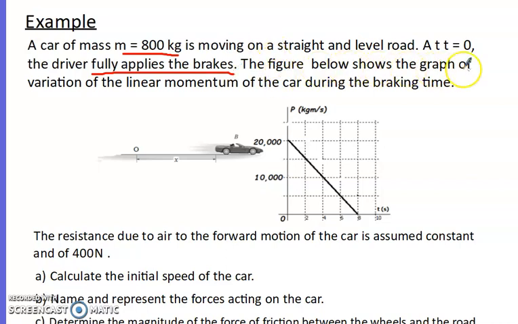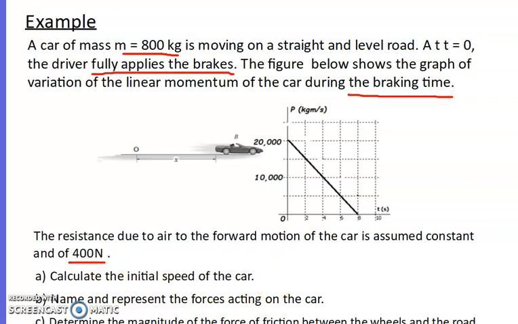The figure below shows the graph of the variation of linear momentum of the car during the braking time, or the time of applying the braking force. You see here it is a straight line of negative slope. The resistance due to air to the forward motion of the car is assumed constant. It is 400 Newton. That's due to air. Calculate the initial speed of the car.